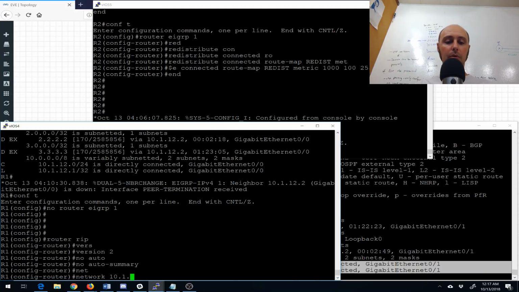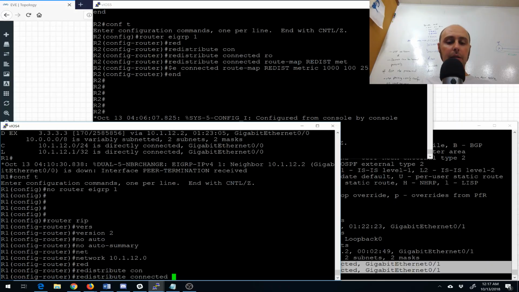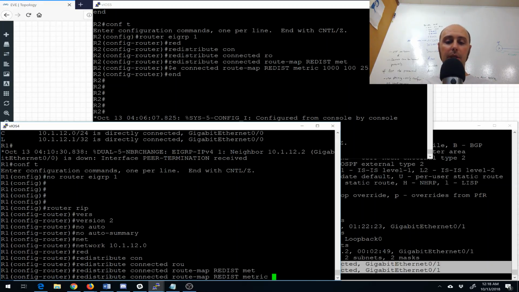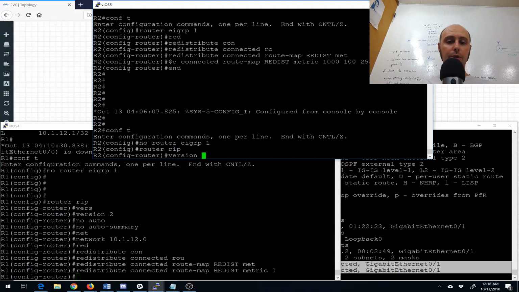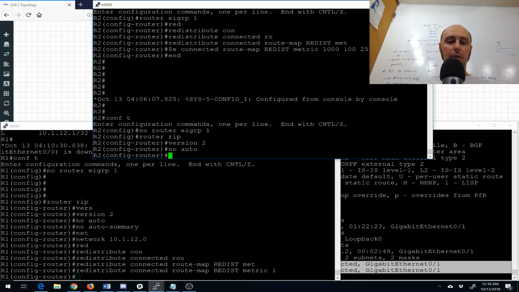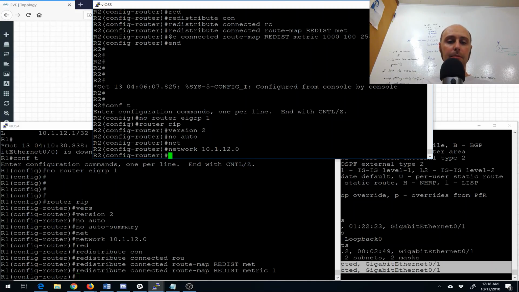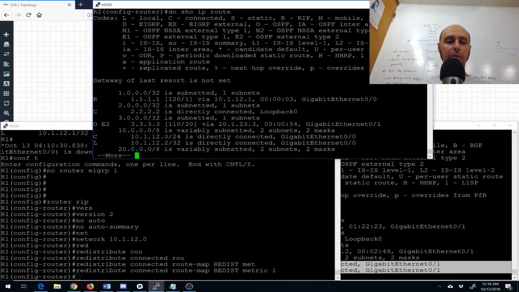And next I want to do network 120, and also redistribute connected with a route map, because I do have this external loopback. Every router has its own loopback, and I'm redistributing it into the protocol, and we'll set the metric at 1. Now over here, router RIP, version 2, no auto-summary, and let's turn it on for our connected interface. Now over here I should do show ip route, and I should see the loopback of router 1 as a RIP route with a metric of 1. That's good.